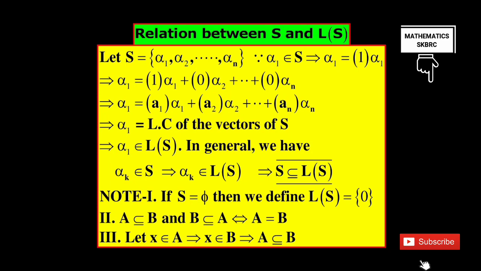That gives alpha 1 is equal to a1 alpha 1 plus a2 alpha 2 plus a3 alpha 3 plus and so on, an alpha n, where a1 equal to 1, a2 equal to 0, a3 equal to 0 and so on, an equal to 0. That is, alpha 1 is a linear combination of n vectors of S. That gives alpha 1 belongs to L(S). In general, alpha k belongs to S gives alpha k belongs to L(S), that gives S is a subset of L(S).